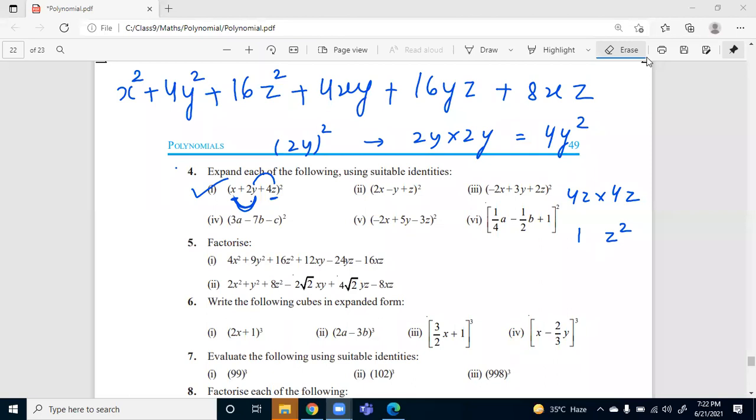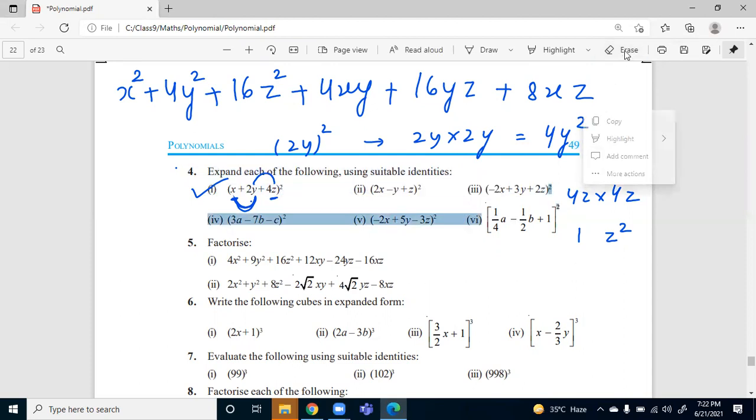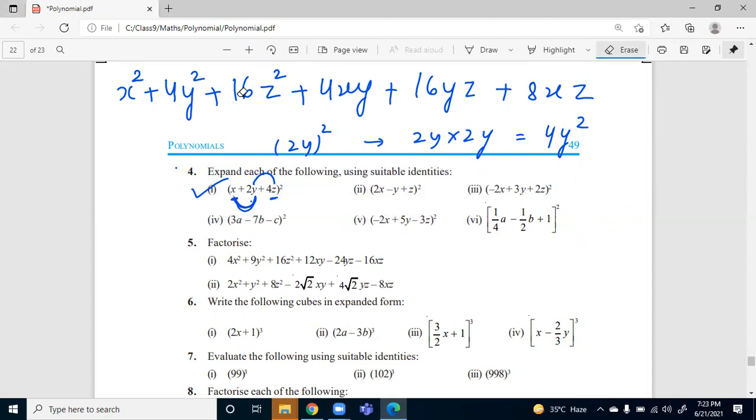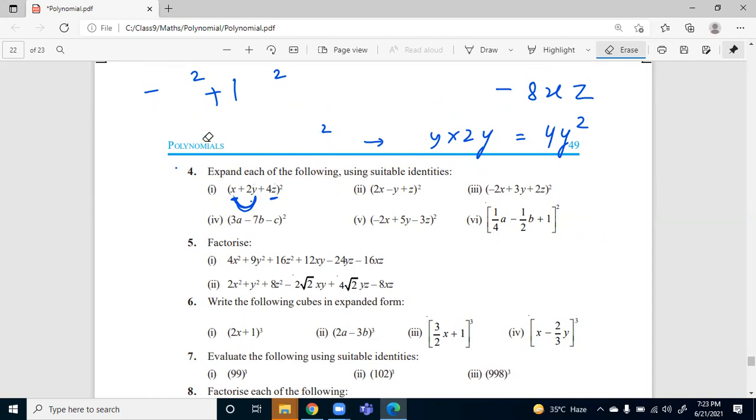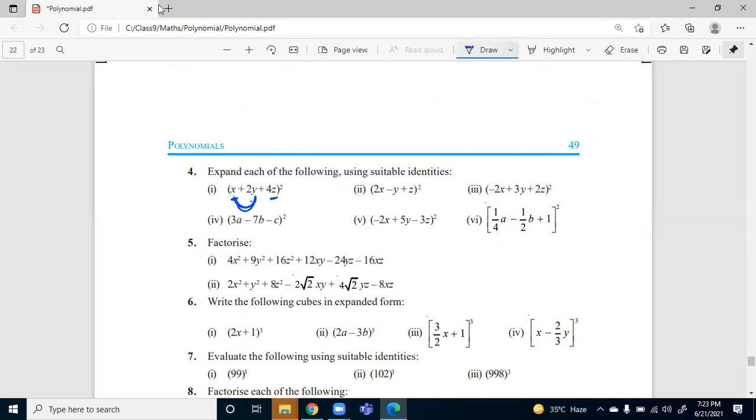Ma'am, in the second part, we have to use A minus B whole square. See, there are three terms. I have given you the example, so let me do it again. No problem, just a minute. I am erasing whatever is on the screen. Then we will discuss question number 4, second part. You can see there are three terms, but the problem here is there is a negative sign in between. So that we need to consider.